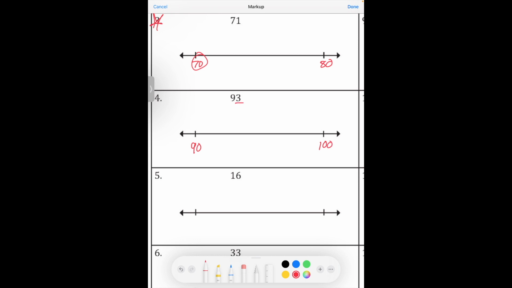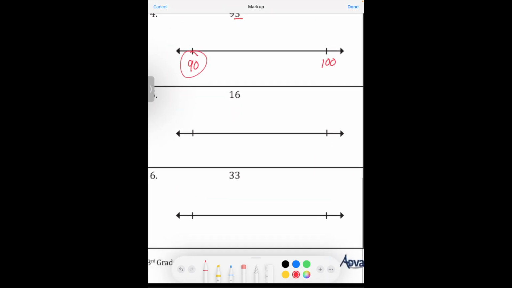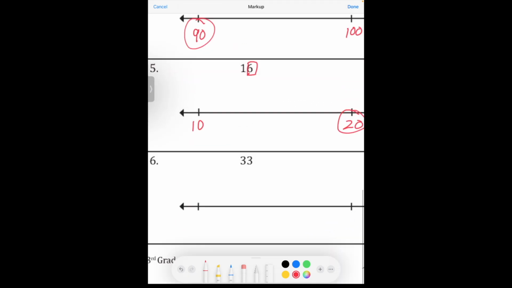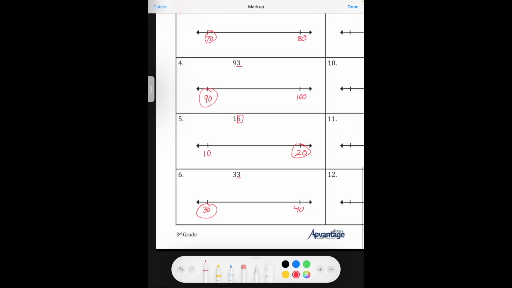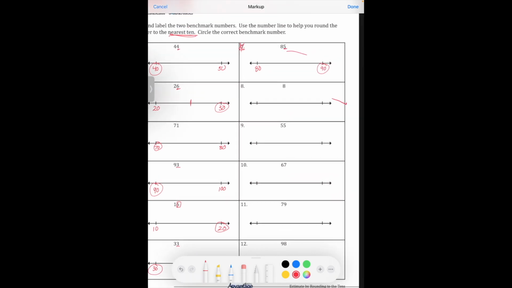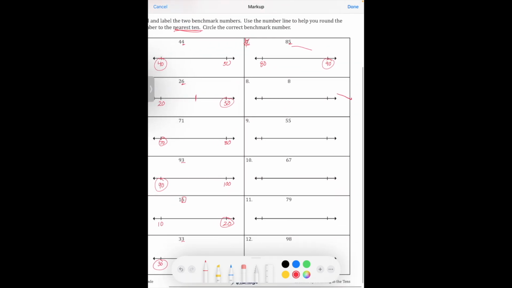4 or less, give it a rest. 16, 10 or 20. Well, 5 and above, give it a shove. 33, either down to 30 or up to 40. 4 or less, give it a rest. All right, make sure you have a star if you got them correct, or a circle if you missed it. And if you missed it, go ahead and correct it.